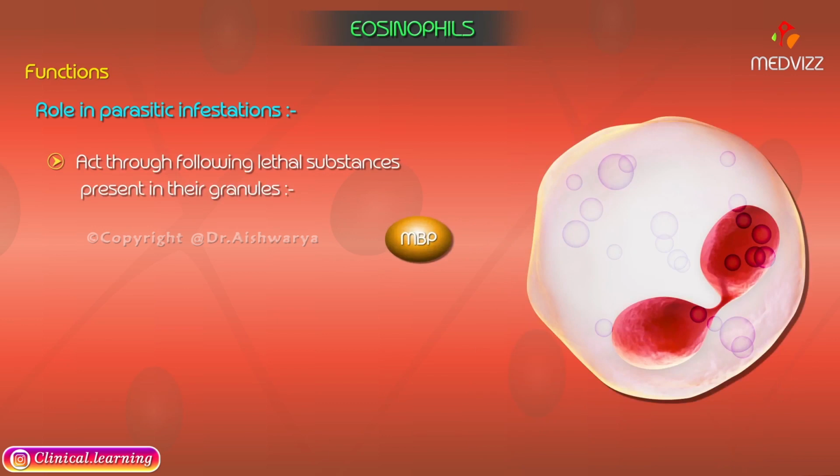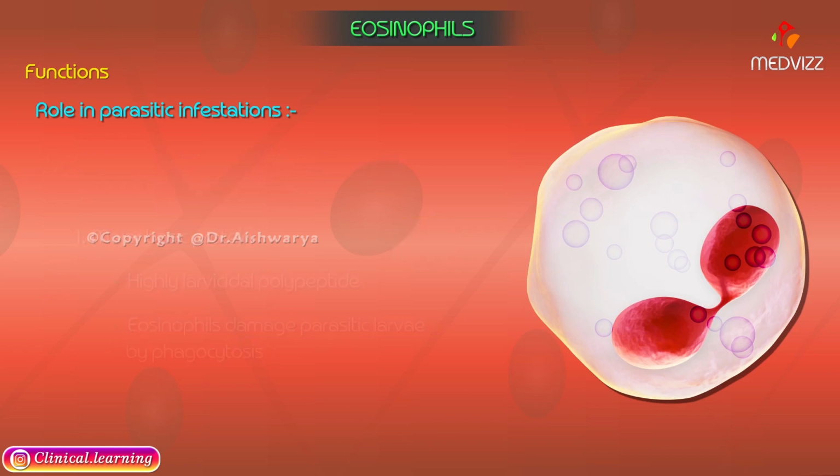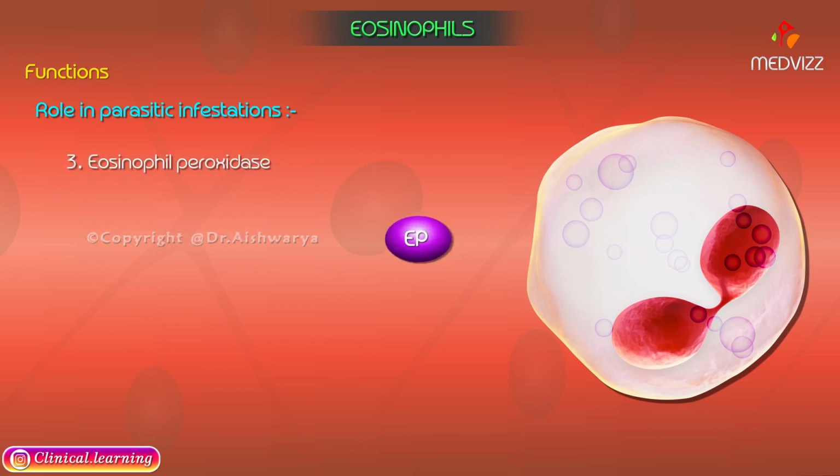Let us talk about what are these lethal substances which are lethal to the parasites. The first one is the major basic protein. This major basic protein is a highly larvicidal polypeptide. Because of this, eosinophils are able to damage the parasitic larvae which are too large to be engulfed by phagocytosis. And another protein called eosinophil cationic protein is a potent bactericidal and a major destroyer of helminths. And eosinophil peroxidase is capable of destroying helminths, bacteria as well as tumor cells.